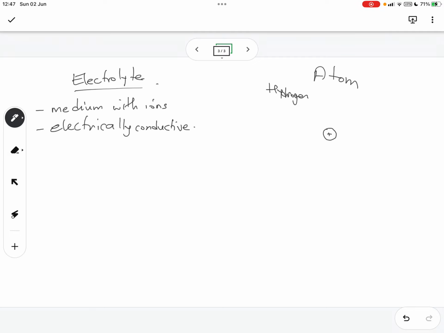Okay, sorry. Let's say we're looking at hydrogen. It will have one proton in the center, but it will also have a neutron. So proton and neutron have to exist together to form the nucleus of an atom.